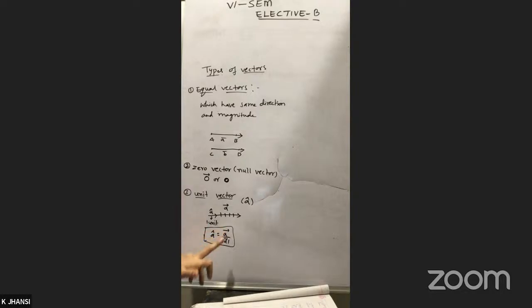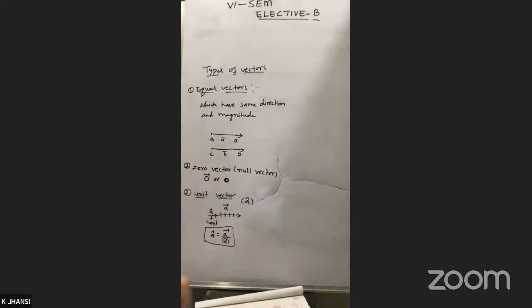A cap is equal to vector A by modulus, that is the magnitude of vector A. So any vector with magnitude 1 unit, moving along the direction of vector A, is called a unit vector, and this representation is very important for solving problems. This is the definition. Wherever in a problem, definition or theorem you see A with a cap, it represents a unit vector.